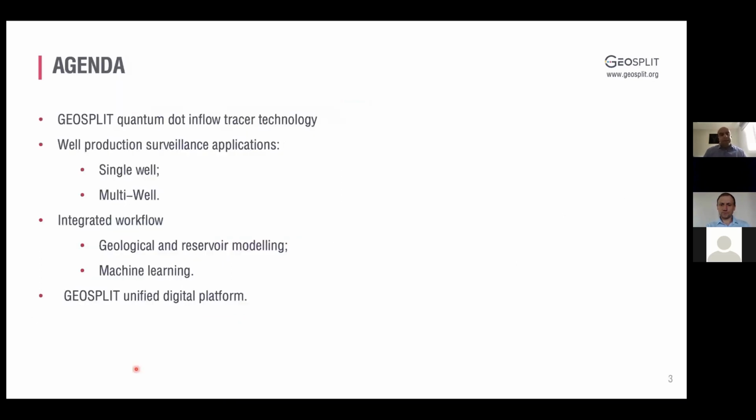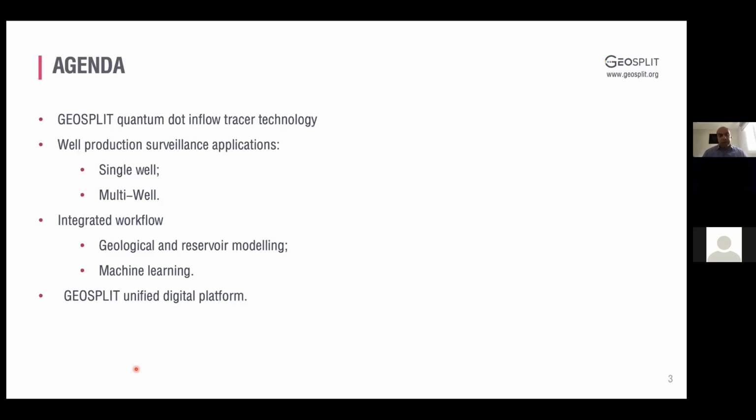So this is the agenda. In the first part of the presentation, I'll explain the GeoSplit product portfolio, the quantum dot inflow tracer technology, and how we use it in different applications, primarily in single wells and then multi-wells. Then I will spend the second half of the presentation explaining how we start using this data in an integrated workflow in the quest to improve field and reservoir management, ultimately achieving better hydrocarbon recovery.